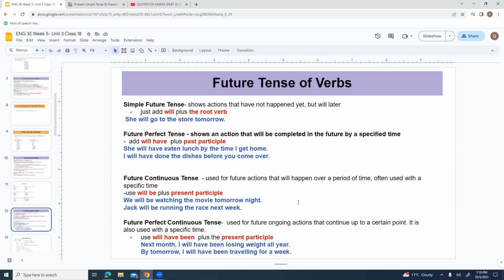And then future perfect continuous tense. This is used for future ongoing actions that are going to continue up to a specific point. And then these ones are also used with a specific time. So will have been plus the present participle. So next month, I will have been losing weight all year. By tomorrow, I will have been traveling for a week. Okay. So we're looking ahead and using that time ahead as kind of a marker for a continuous action that's been going on for a while.